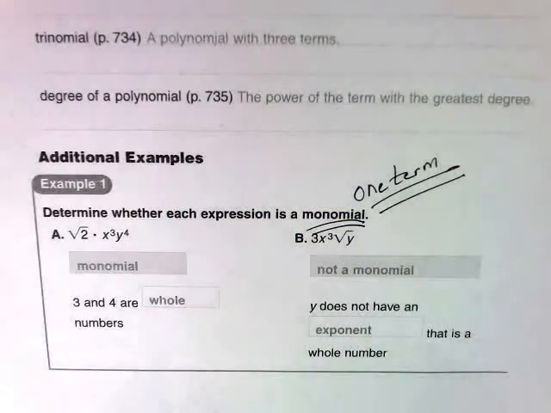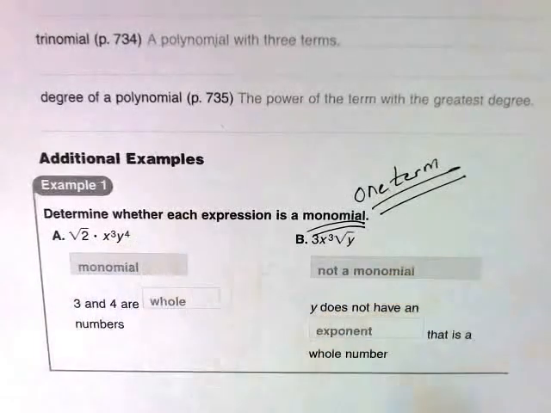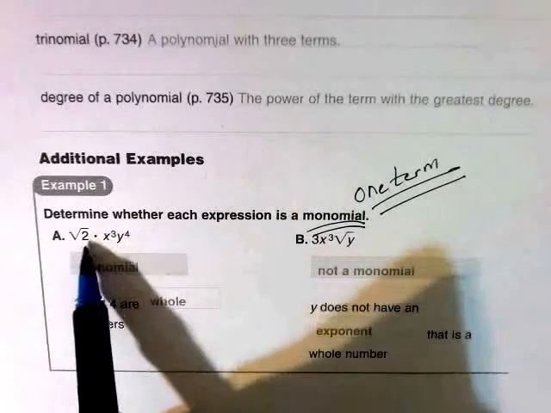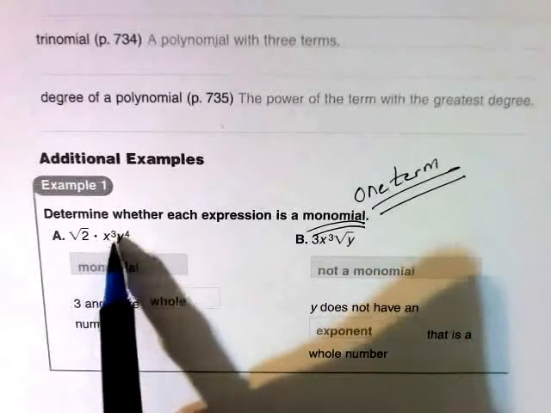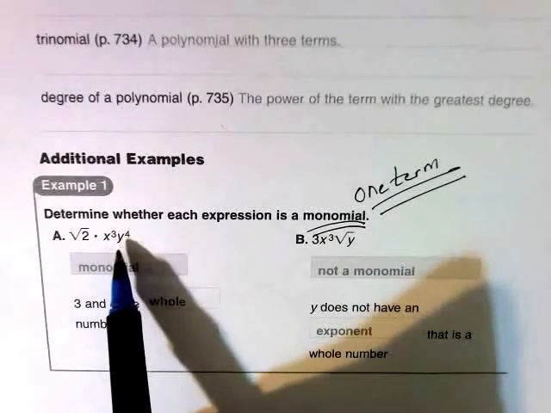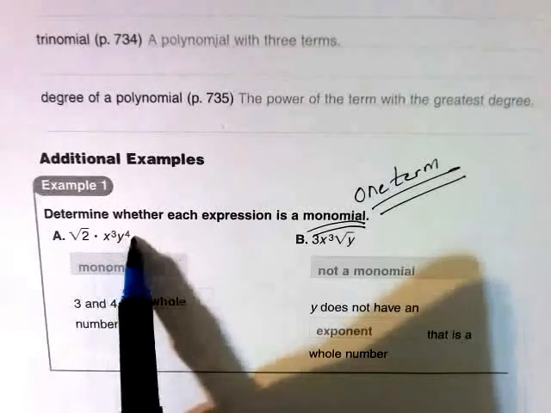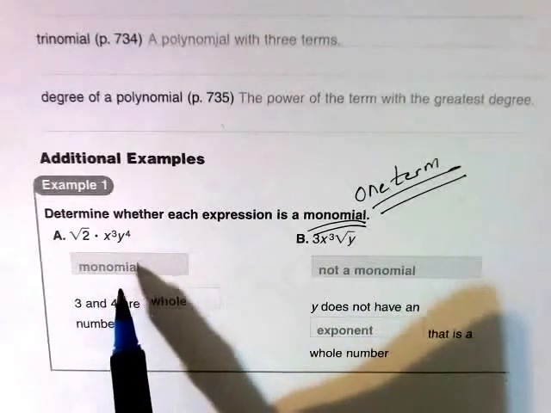Since we don't have any problems with the addition or subtraction signs, let's look at each one and see what we've got here. Part A, you've got the square root of 2 times x cubed y to the 4th. So again, you can have a number by itself, you can have a variable by itself, or you can have the product of numbers and variables. We can be multiplying together numbers and variables. Well, as you can see here we're multiplying together a number, the square root of 2, with some variables, x cubed and y to the 4th. Well, this does fit the billing here because the definition said the exponents have to be whole numbers. 3 and 4 are whole numbers there. So, since everything fits, this is going to be a monomial.